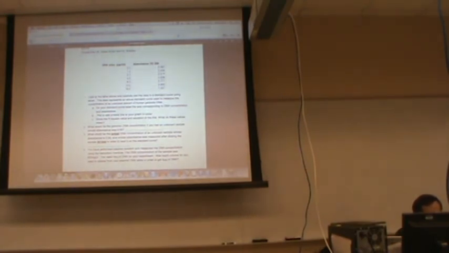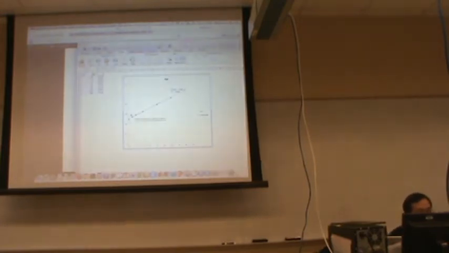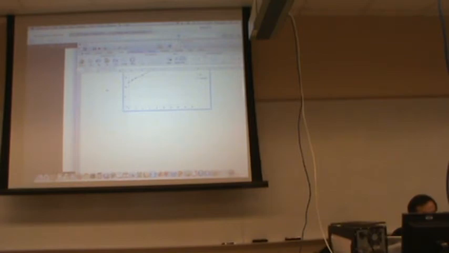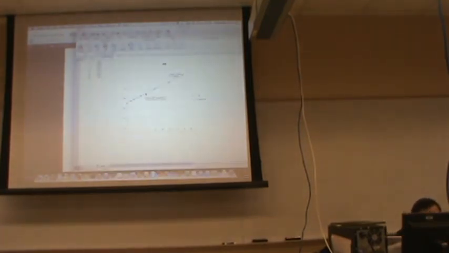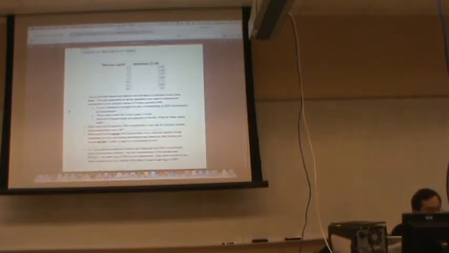If you have an unknown absorbance of 0.65, what's the DNA concentration? So 0.65 is over here, between 0.6 and 0.7. You also have a formula, so you can calculate that. Roughly about 5.5. So I'm going to say 5.5 micrograms per milliliter, based on the curve.